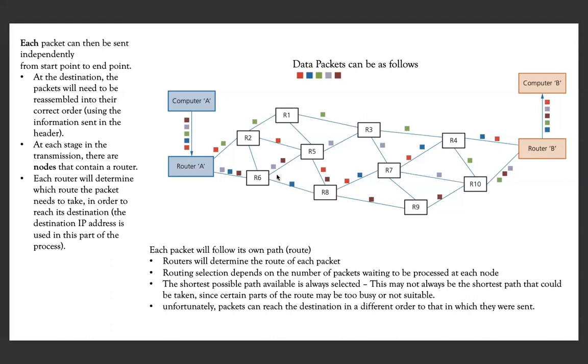If the other ones are busy, then there's no point in sending to them because this packet will have to wait there. So I send the packet to the router that has the least burden right now. The shortest path available is always selected. This may not always be the shortest path that can be taken, since certain parts of the route may be too busy or not suitable.